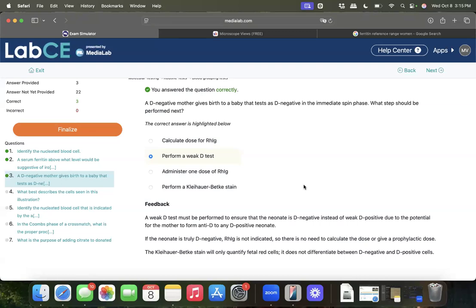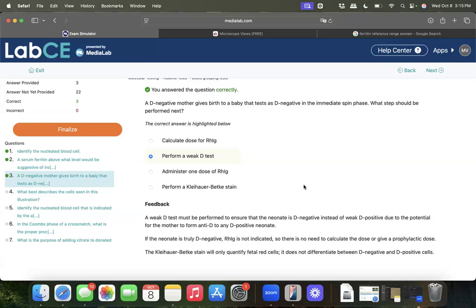Why is that important, that we perform a weak D on an Rh negative baby coming from an Rh negative mom? The reason is because we want to ensure that that baby is in fact Rh negative. The whole purpose of a weak D test is to see if they're weak D positive. Because if that baby is in fact weak D positive, that means mom could possibly be exposed to those baby cells. And that's no bueno. Okay, mommy? That is not bueno.